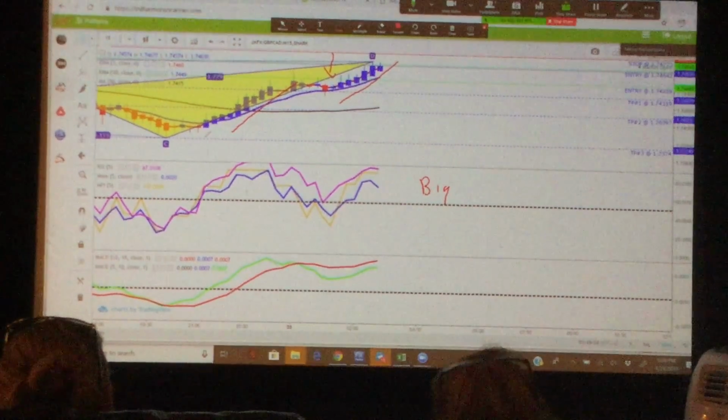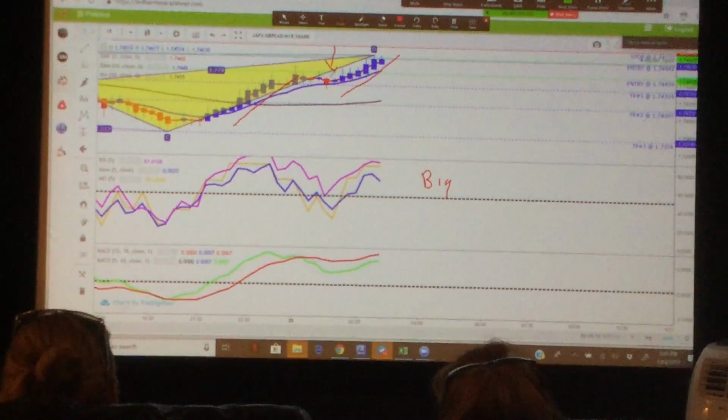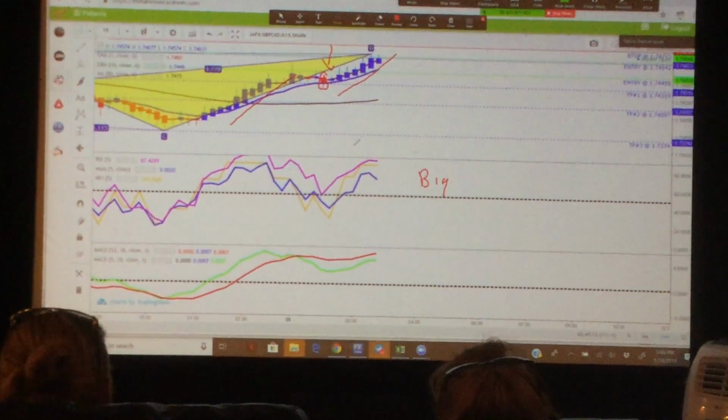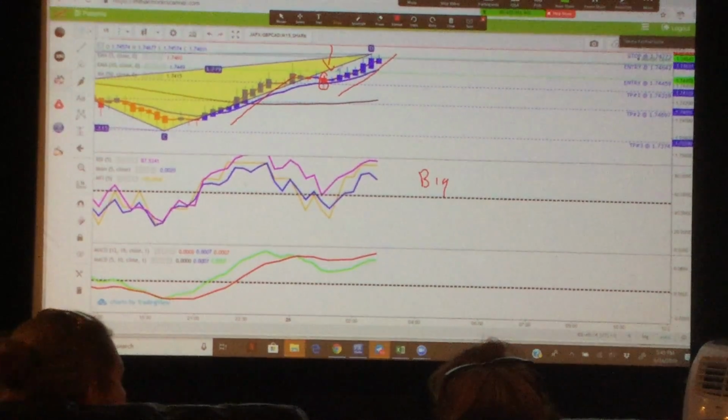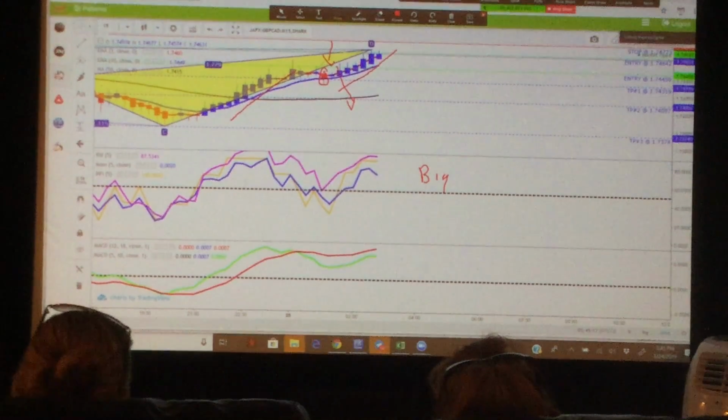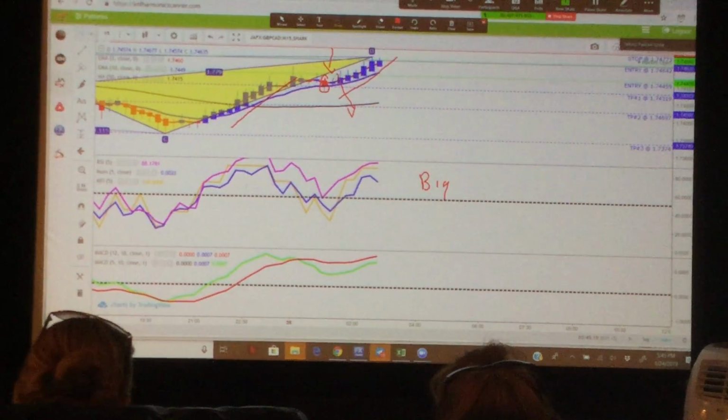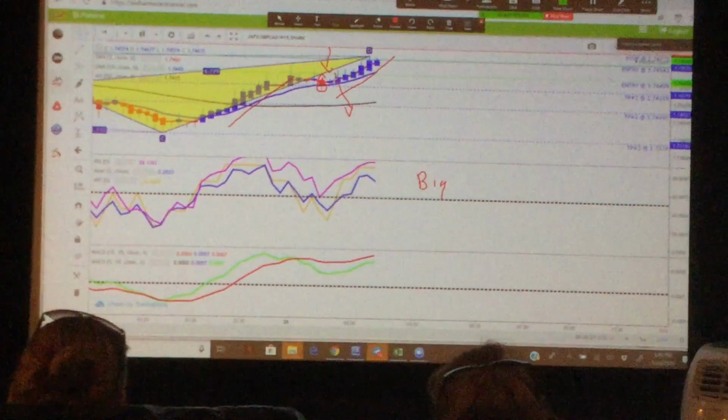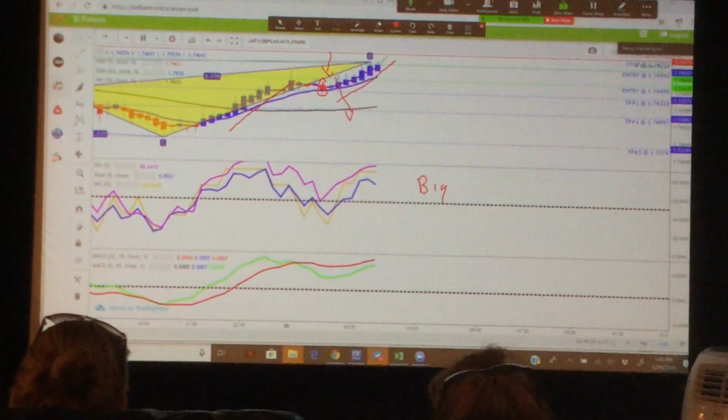But what happens is, see this big move up? It went red because people start taking money out. This didn't mean that it was going to start selling. It just meant that some people took some money out. Then right here, people put money back in. When they put money back in, it started going up some more.